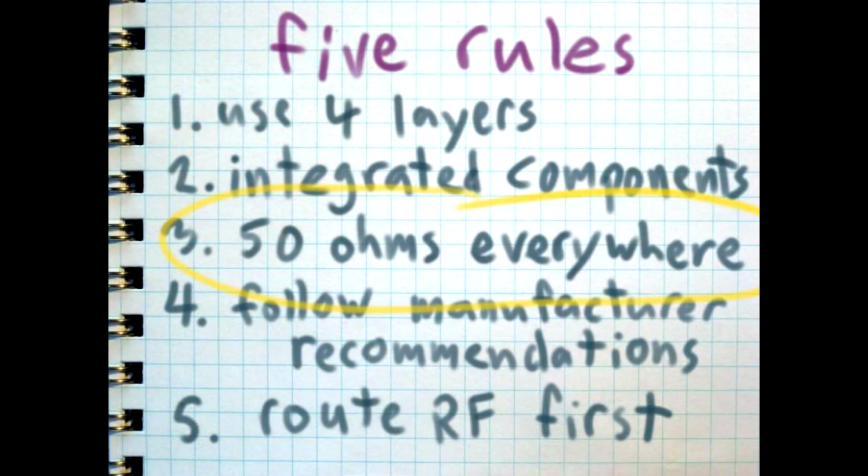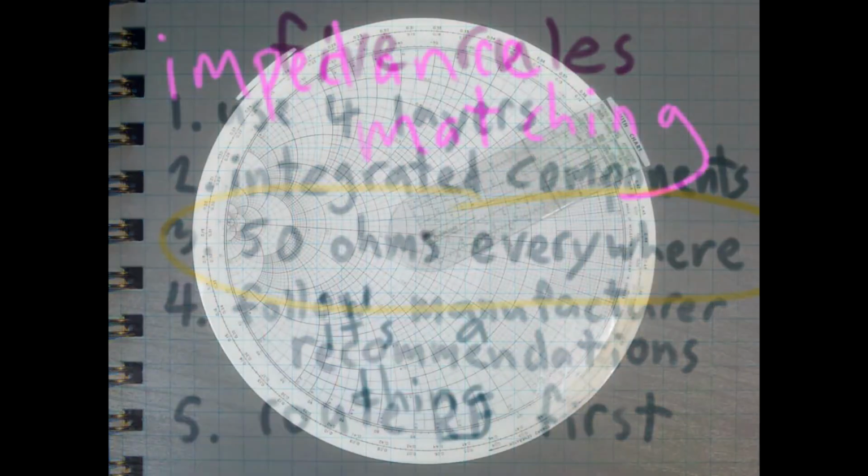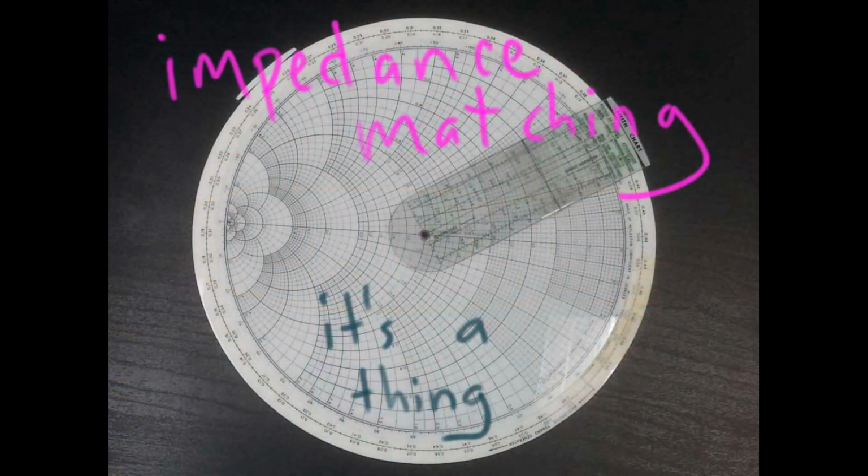So the next rule is use 50 ohms everywhere. Impedance matching is a thing, and we have tools like Smith charts. This is actually a Smith wheel that you can physically manipulate. On the backside, it has a circular slide rule, which is cool. One of my former students sent me this as a gift. I think it's awesome, but I've never used it, because I avoid using Smith charts. I avoid doing impedance matching, which is one of the major uses of Smith charts. I avoid doing impedance matching myself.